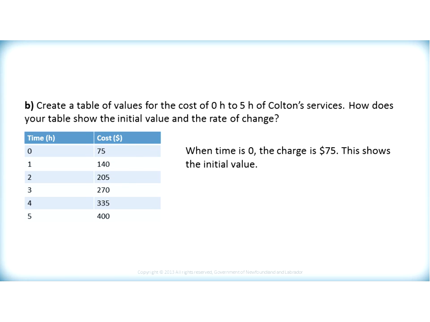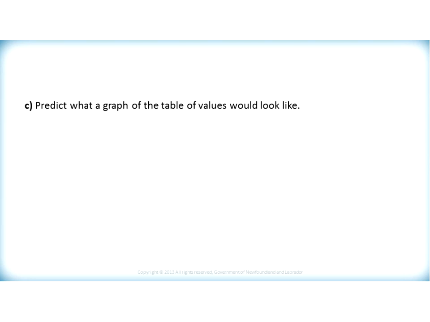So when time is 0, the charge is $75. This is the initial value. And each hour, the total cost increases by $65. This shows the rate of change. So predict what a graph of the table of values would look like.